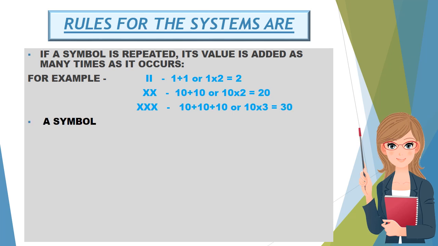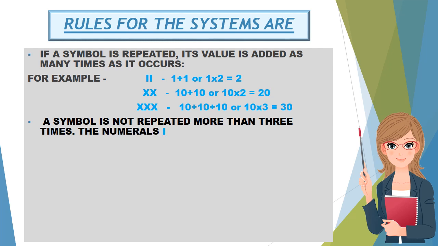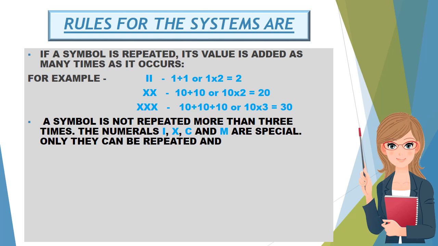Second rule: a symbol is repeated how many times? Maximum 3 times only. We can't repeat a symbol more than 3 times. The numerals I, X, C and M are special. Why are they special? They are special because only they can be repeated and only they can be subtracted from the symbol of other values.